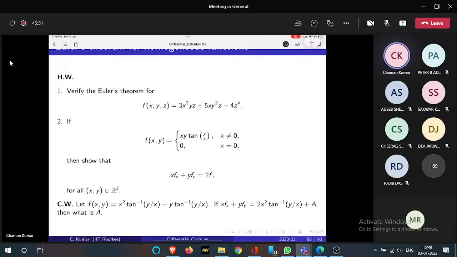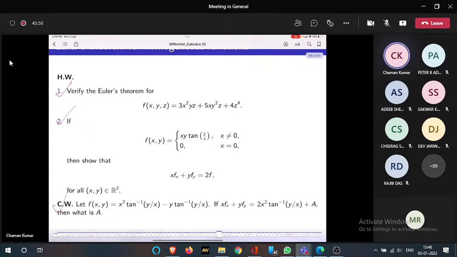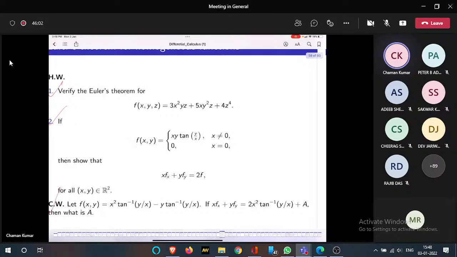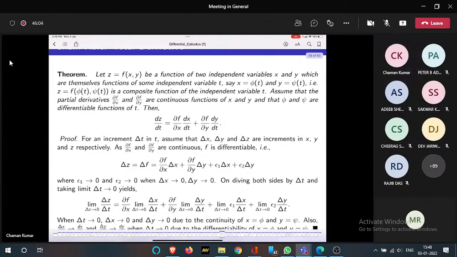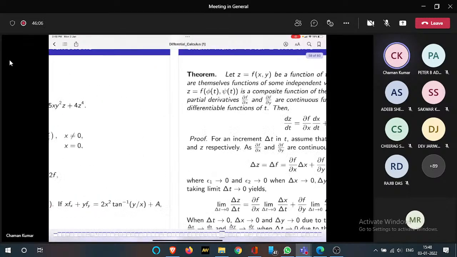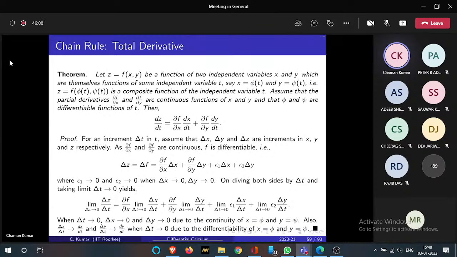Okay, and now we have some homework. You can try these questions at home on Euler's theorem. And there are more questions on Euler's theorem in the assignment sheet that you can also try. So that completes Euler's theorem. Any question on Euler's theorem?